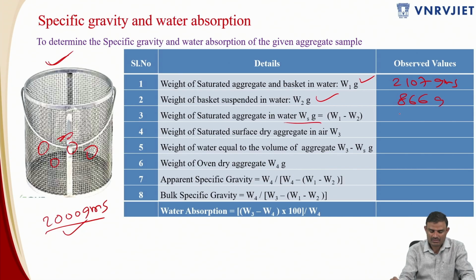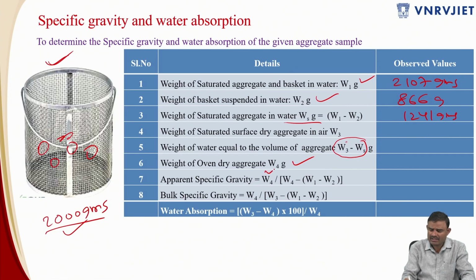Next, again the weight of the saturated aggregate alone. So this minus this, you will get this value. The saturated aggregate is nothing but 1241 grams. Next, the weight of water equivalent to the volume of the aggregate. This keeps on changing. I have told you this is in the denominator, and in terms of oven dry aggregate, this is the numerator. Already we have seen that.